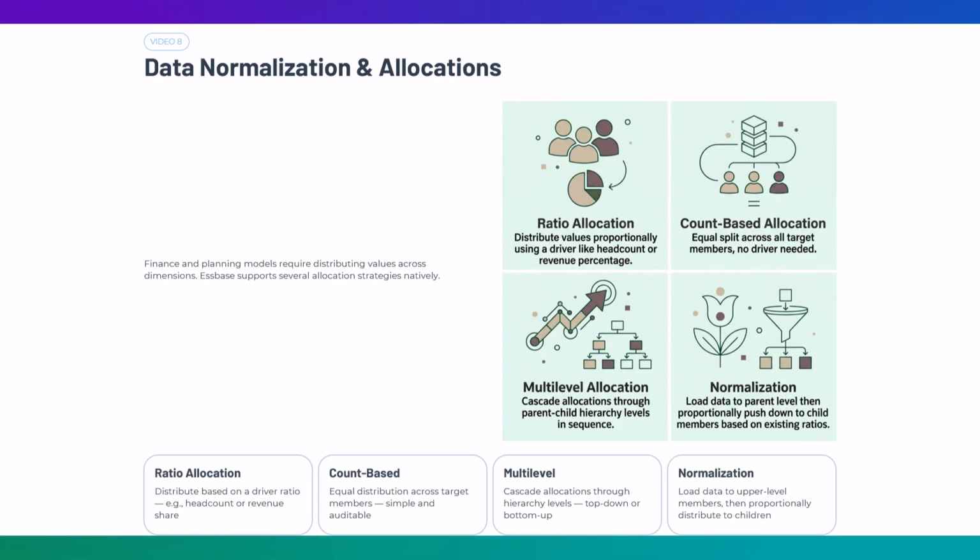The small suggestion is to create a dedicated drivers scenario in your outline to store the allocation ratio separately from actual data. So this makes your allocations transparent and auditable. Finance teams can review and adjust drivers without touching the calculation script. So that means at first we can produce the driver data as a ratio. The finance team can review that driver data or the ratio, make the manual adjustment, and then run the allocation process.